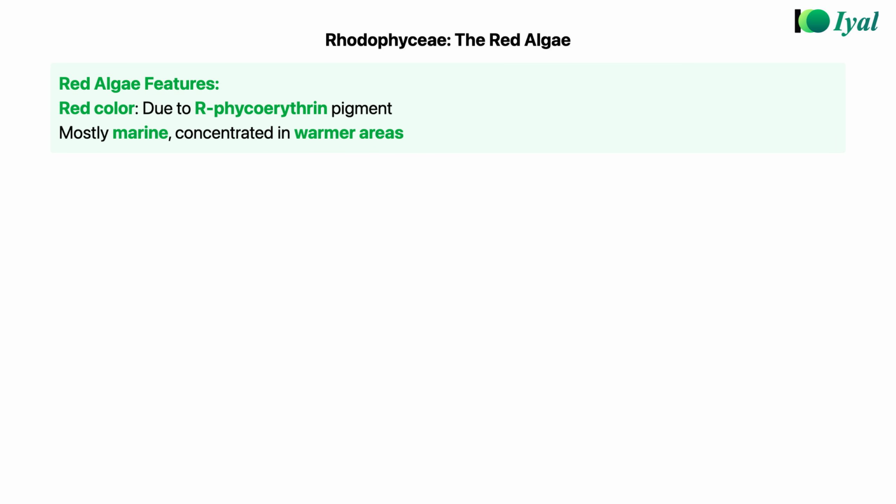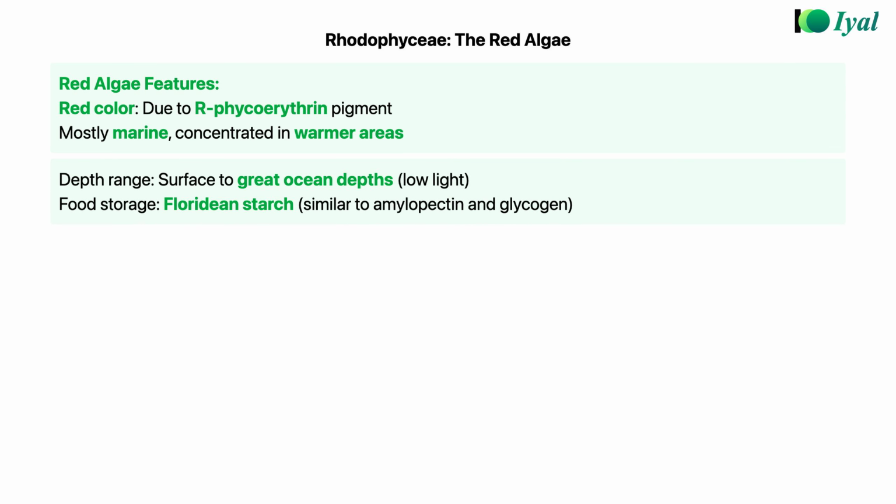Red algae get their name from the predominance of the red pigment phycoerythrin in their bodies. The majority of red algae are marine, and you find greater concentrations of them in warmer areas of the ocean. Red algae are pretty adaptable when it comes to depth. They occur both in well-lighted regions close to the water surface and also at great depths in oceans where relatively little light penetrates.